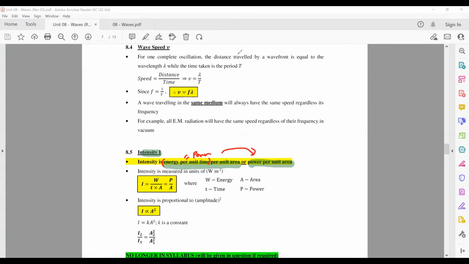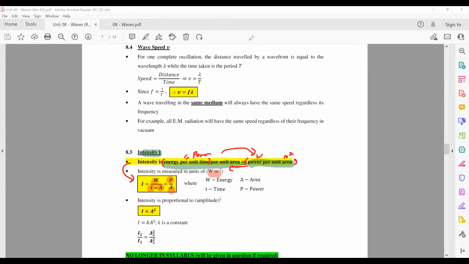Okay, so the unit of intensity is watt per meter square. It is actually derived from this definition, power per unit area. Power has unit of watt, area has unit of meter square. So power per unit area would have watt per meter square. So looking at how the intensity I is defined, the equation looks like this: energy per unit time per unit area, or power per unit area.